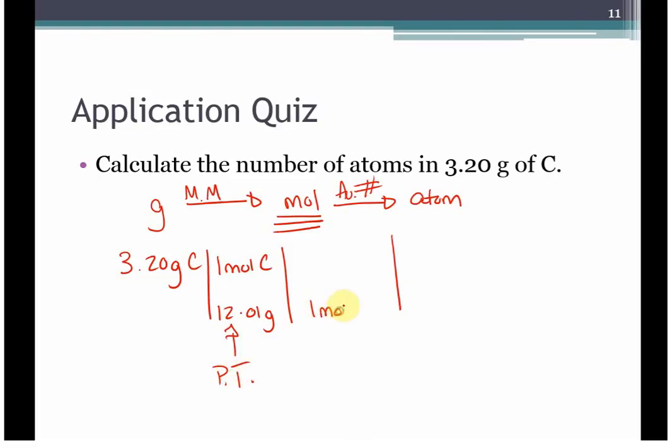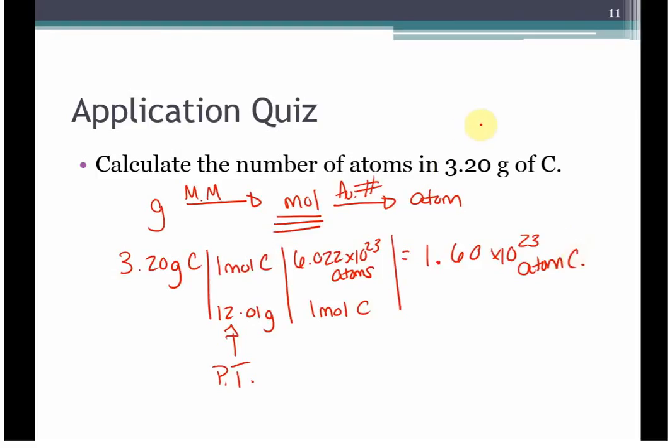We also know that every time we have one mole of carbon, we get 6.022 times 10 to the 23rd atoms of it. So in our calculator, we have 3.20 times 6.022 times 10 to the 23rd divided by 12.01. And you should get something like 1.60 times 10 to the 23rd atoms of carbon.